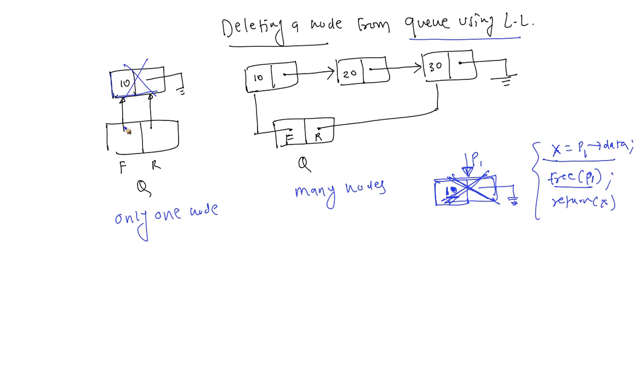When the queue becomes empty, f and r will be null. They will not point to here, they will be set to null, and this is called initialization of the queue. Setting f and r to null means initialization of the queue. When I delete the only node from the queue, I'll reinitialize the queue. That means I'll set f and r to null. So that is the first scenario.